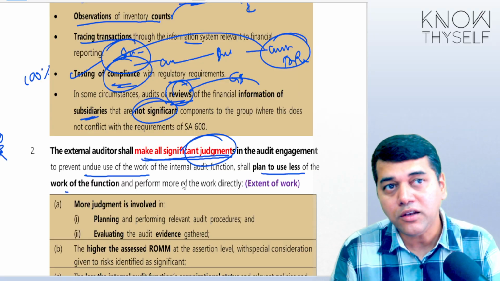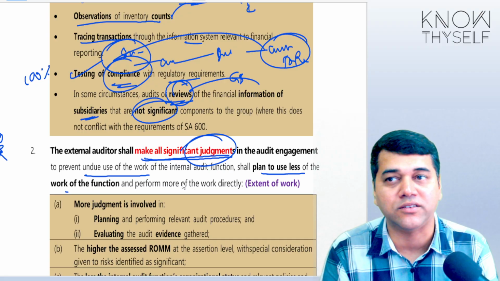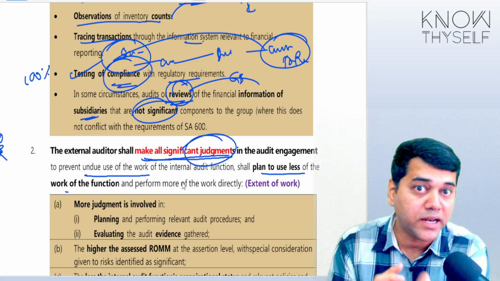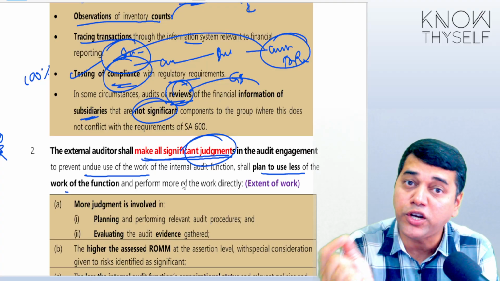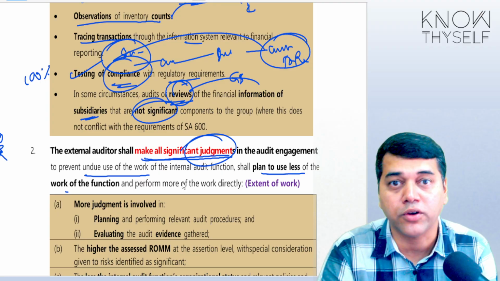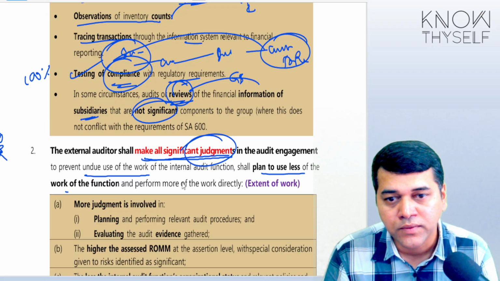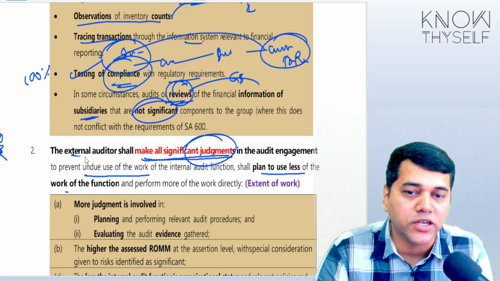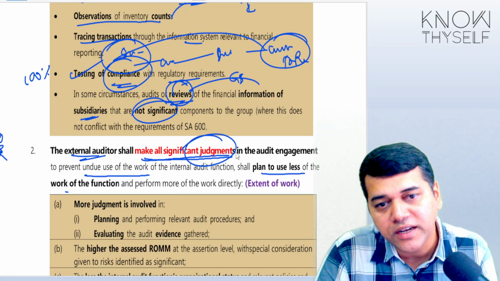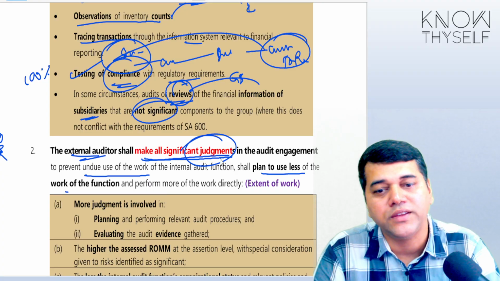We look at the Bharatanatyam from one angle, one perspective, because we are not the dancers. But dancers look at Bharatanatyam from another angle. They may look into the eye pupils also, whether dilated or not. So much clean observation they can have, but we may miss it. So the external auditor should do all the significant judgments themselves, and should reduce the work of the internal audit function.